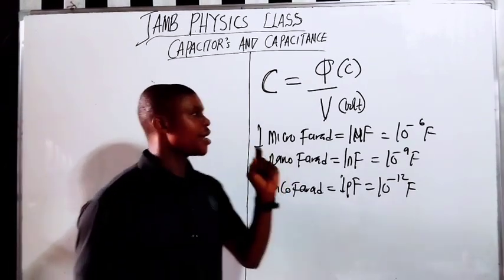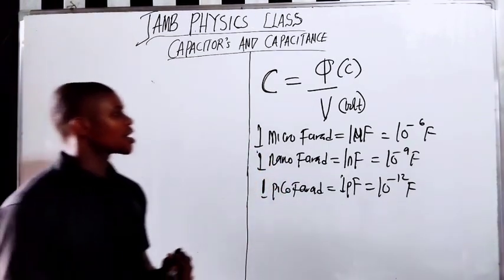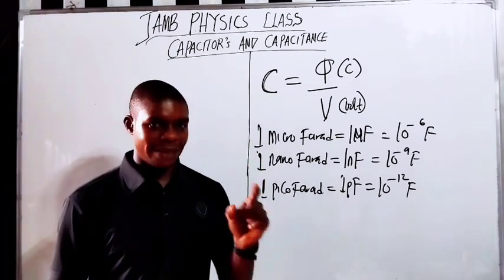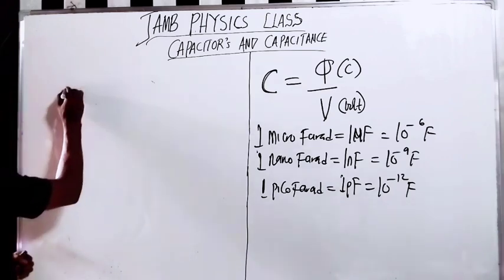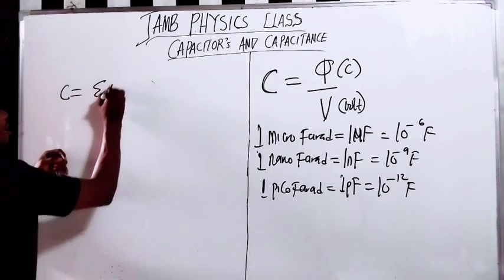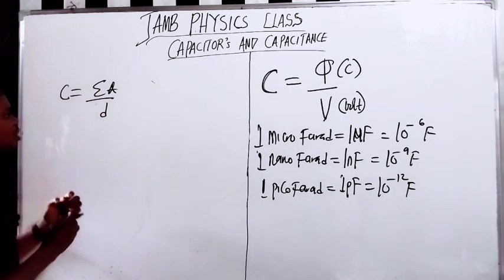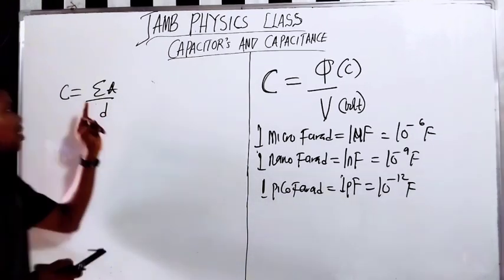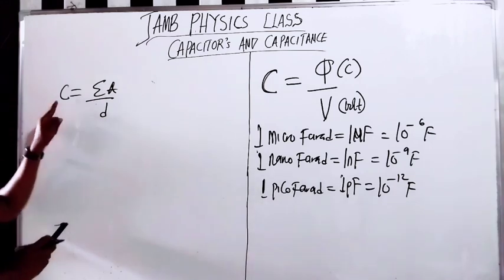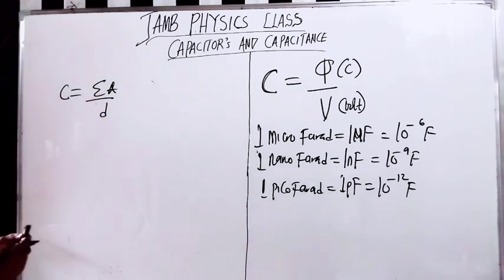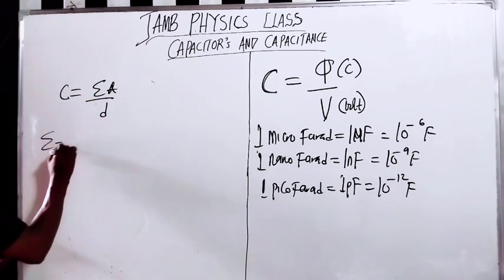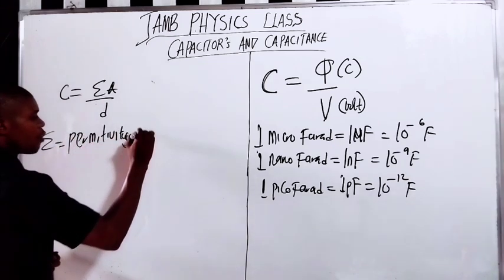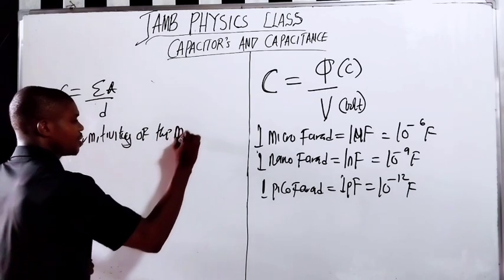Before we move into calculation, we have to consider the capacitance of parallel plates. The capacitance of parallel plates is C equals εA over d. C is the capacitance, and ε is the permittivity of the material.